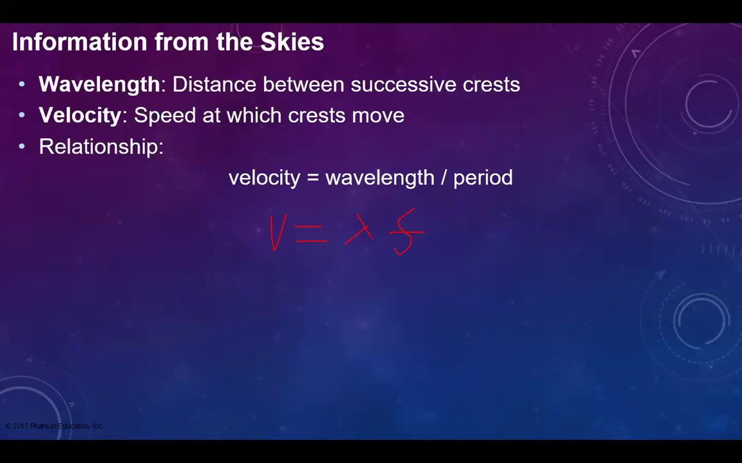So the wavelength is the distance between successive crests in a wave, and the velocity is the speed at which these crests move. And velocity is equal to wavelength over period, because speed is distance over time. But because frequency is 1 over period, velocity is equal to wavelength times frequency, which is the more useful relationship. So if you know the frequency of a light wave, you can figure out its wavelength, and vice versa. Because you know the speed, because that's fixed, that's the speed of light.